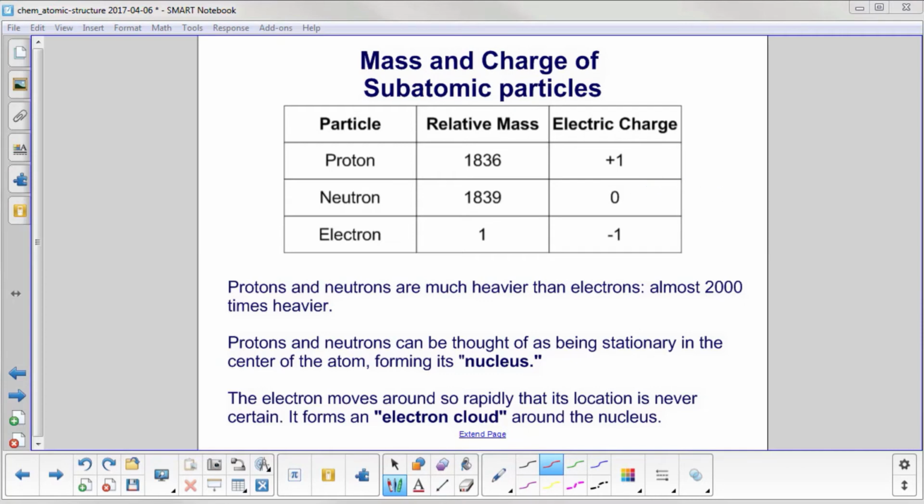The protons and the neutrons, we're going to look at them as stationary in the center of the atom, forming its nucleus. Although nuclear physics shows that the neutrons and protons have many energy levels that are not quite as stationary as you might think. But then again, we have the electrons moving around very rapidly, and their location is never certain. They form something called an electron cloud about the nucleus.